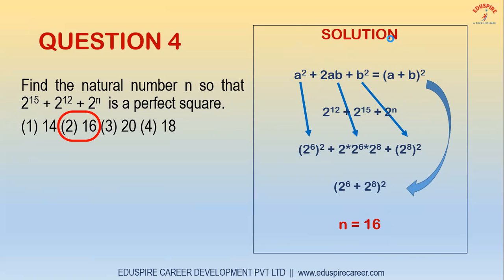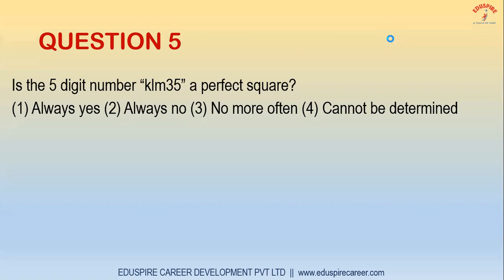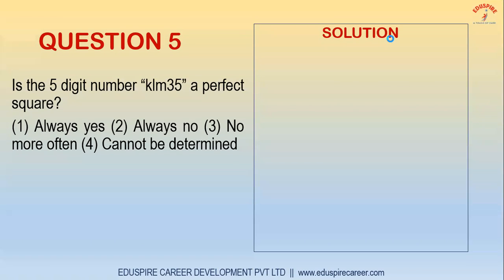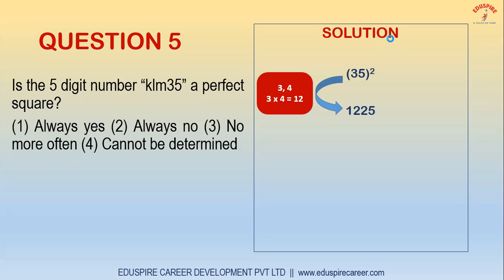Okay, we'll move to question number 5 now. Given a 5-digit number, KLM35, they're asking whether it's a perfect square. Now let's learn something very interesting about the perfect square of a number that has a units digit of 5. We take the digit except 5, which is 3 here. For 35, I am taking 3, and then we consider the number right after 3, which is 4, and we multiply 3 into 4, that gives me 12.